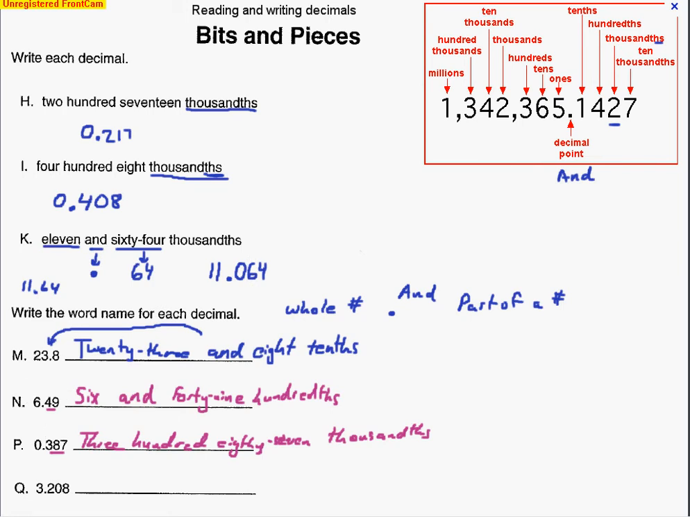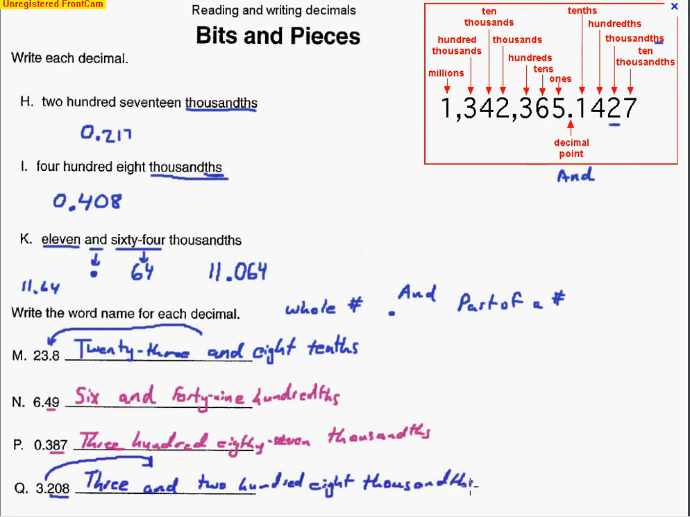One more problem to try here. And this one, we have a whole number, so we read that off first. So we have 3, and whenever you see the decimal point, that's the word we're going to put in there in place of that decimal point. And now we read off this number, 208. And then we say the place value of the 8. And it's in the thousandths place.